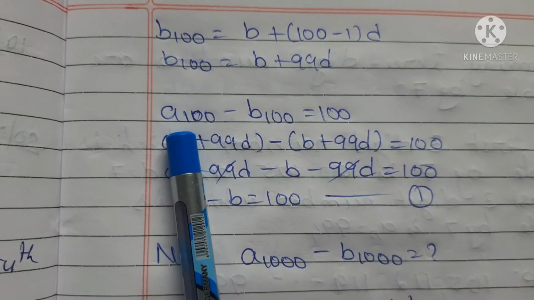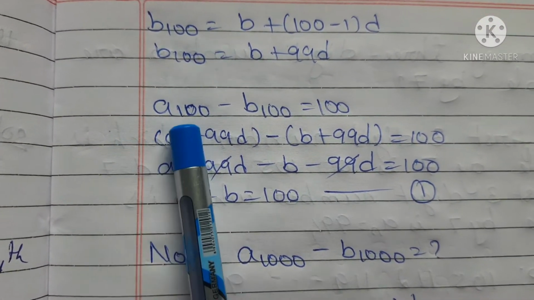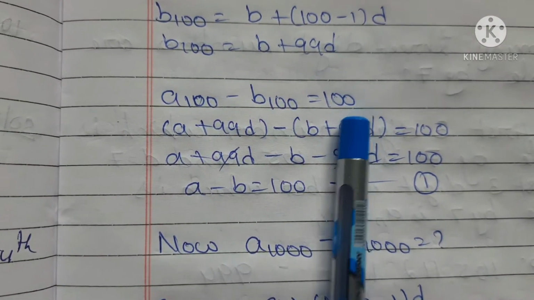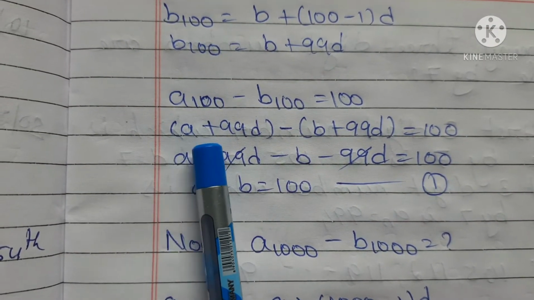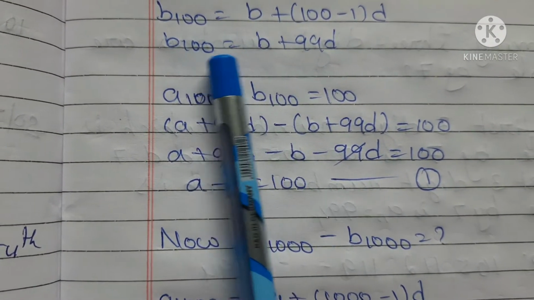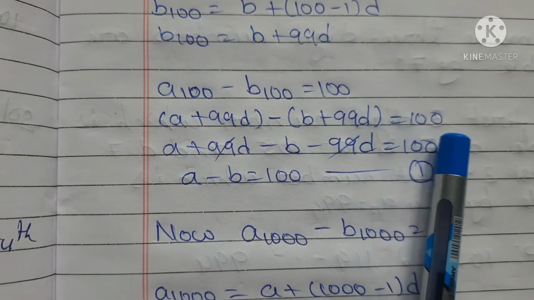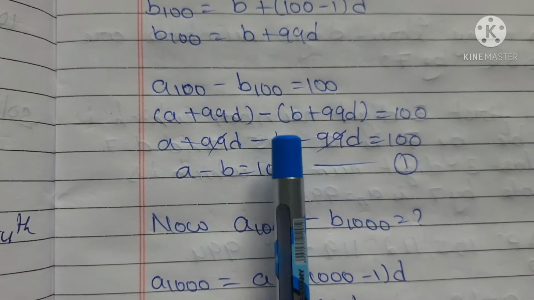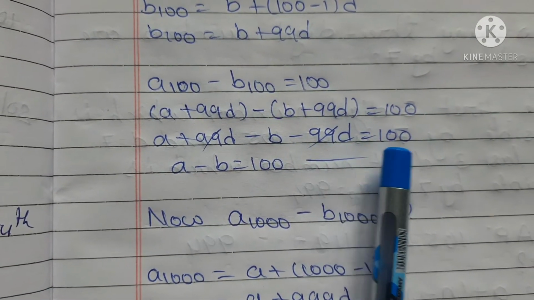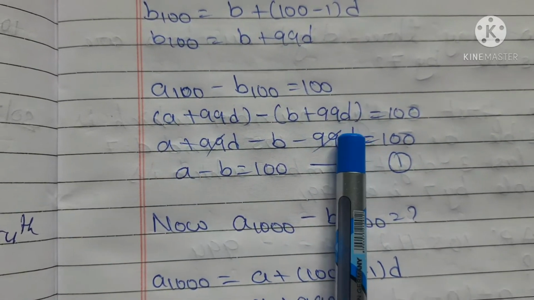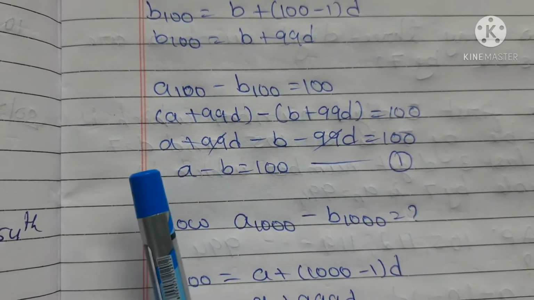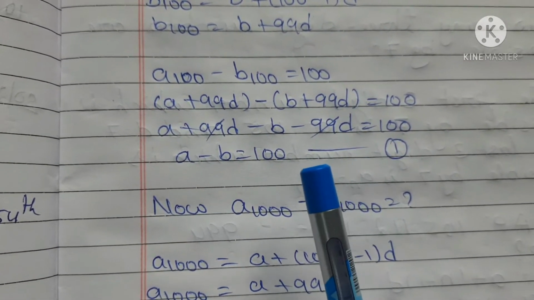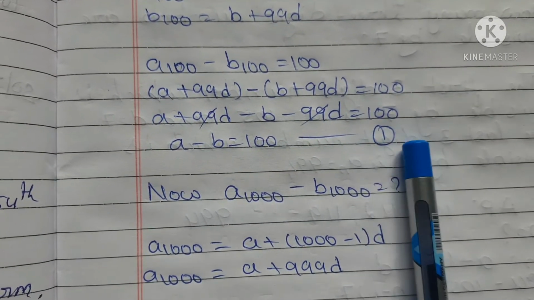Here they are saying the difference between their 100th terms is 100. That means A100 minus B100 is equal to 100. A plus 99D minus B plus 99D is equal to 100. Here A plus 99D, then minus B, and minus 99D, is equal to 100. Plus 99D and minus 99D cancel. Now what remains? A minus B is equal to 100. Now put this as equation 1.